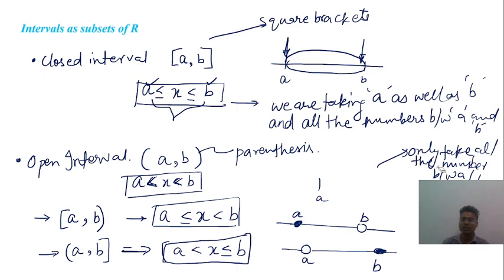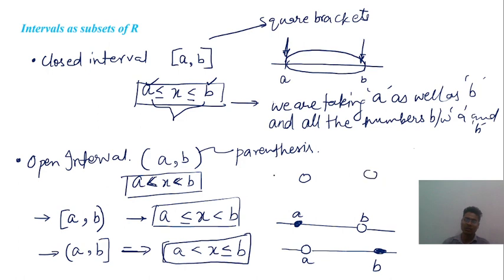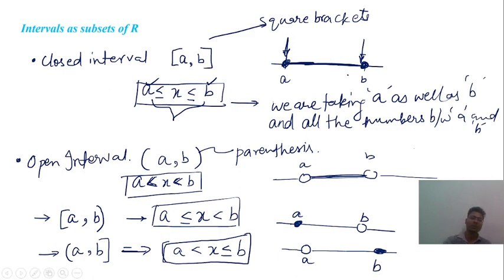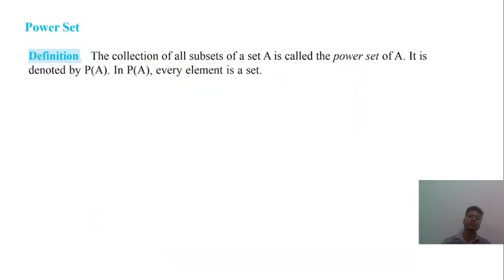And to explain this, I will draw this. In the open interval you will neither take A nor take B, you can take only the numbers between these two. Not take A, not take B. In the closed interval, you will take A, you will take B, and you will also take all the numbers between A and B. Okay, so I have explained the intervals of subsets of R.